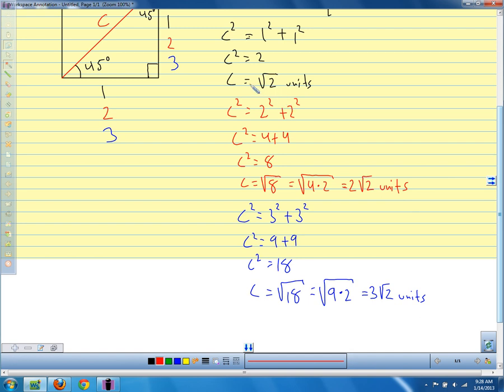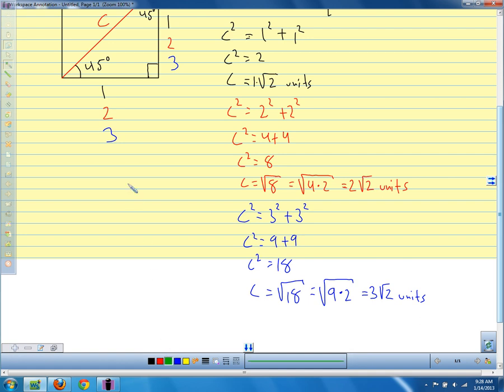Well, I can think of square root of 2 here by itself as just 1 times the square root of 2. Does anybody see a pattern starting to come out here? So this first one, the side length is 1. The hypotenuse is 1 times the square root of 2. The second one, the side length is 2. The hypotenuse is 2 times the square root of 2. The third one, the side length is 3. The hypotenuse is 3 times the square root of 2.